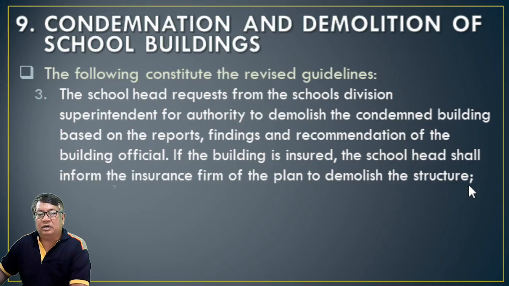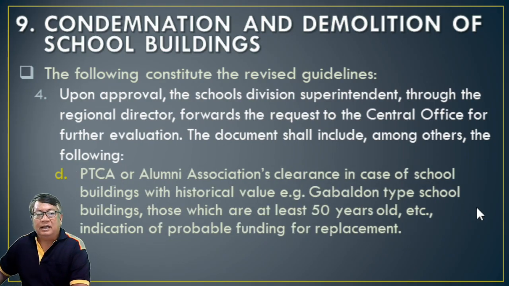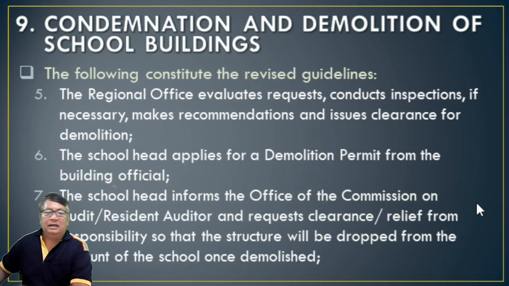If the building is insured, the school head shall inform the insurance firm of the plan to demolish the structure. Upon approval, the school division superintendent, through the regional director, forwards the request to the central office for further evaluation, together with the report and recommendation of building officials, photographs, and certifications issued by the school head. PTA or Alumni Association's clearance is required in case of a school building with historical value. The regional office evaluates the request and conducts inspection if necessary.